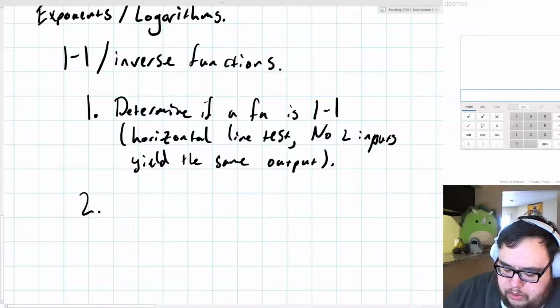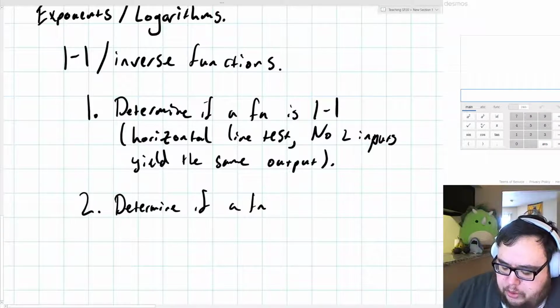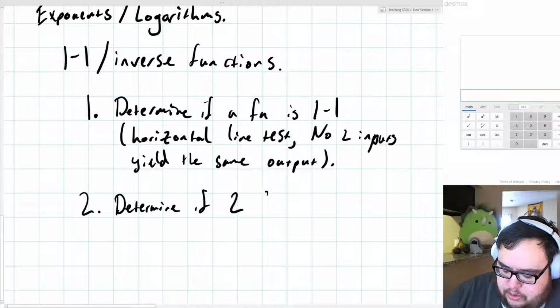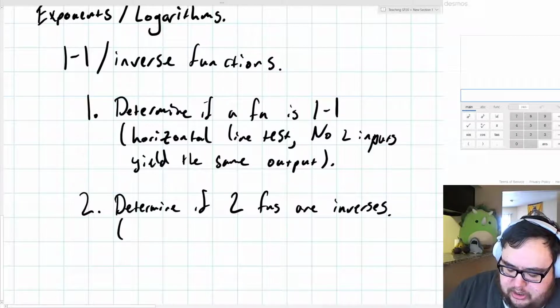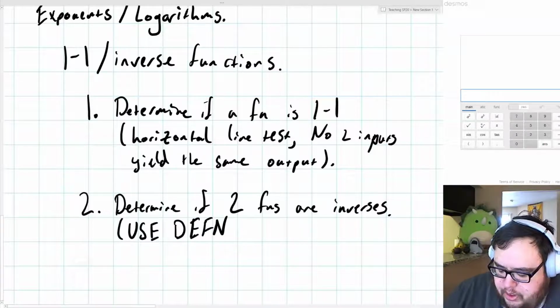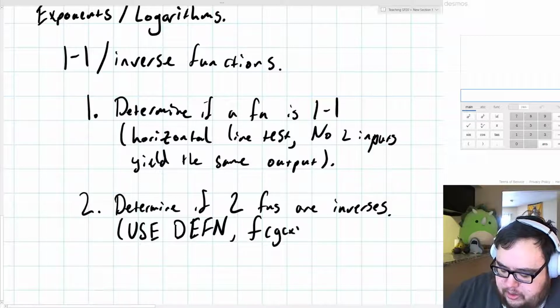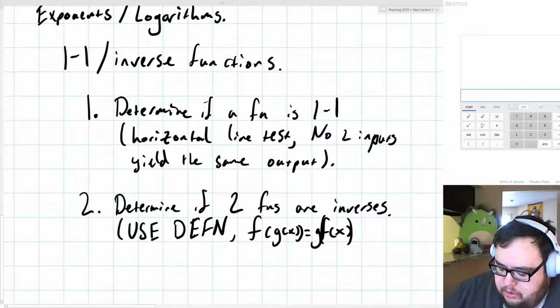Another thing you need to be able to do with one-to-one and inverse functions is determine if two functions are inverses. This is using the definition, which involves the composition of the functions. f of g of x equals g of f of x, which equals x, implies that g of x equals f inverse.